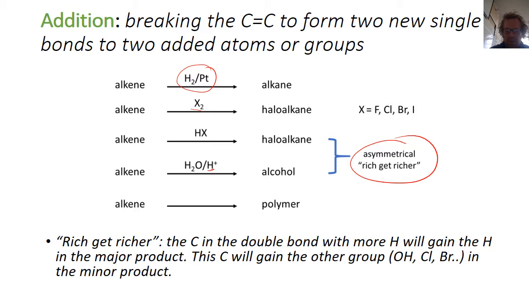And the one that is the major product involves the carbon in the double bond with more hydrogens gaining the hydrogen in the major product, and that's what we mean by the rich getting richer, and the other carbon will get the other group in the minor product. So that was addition.